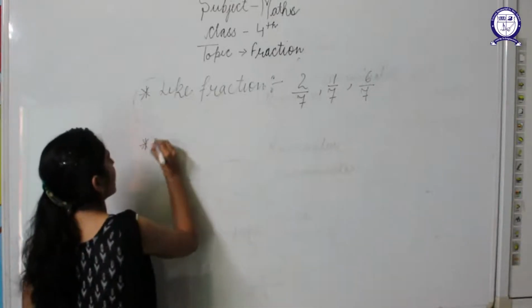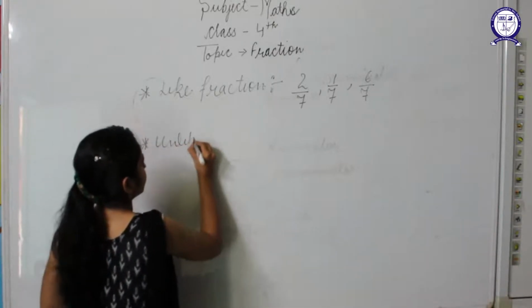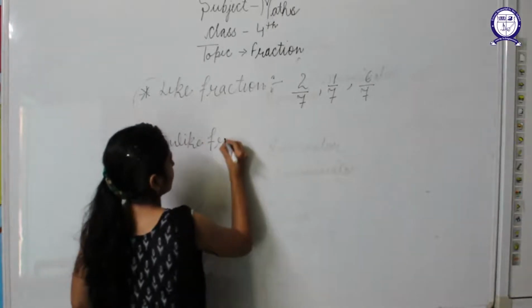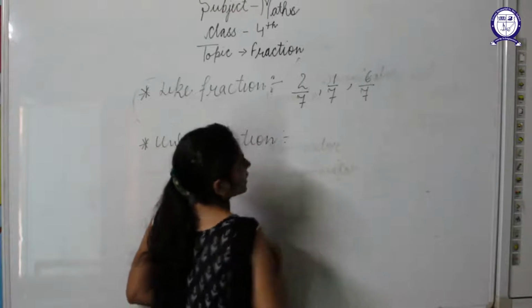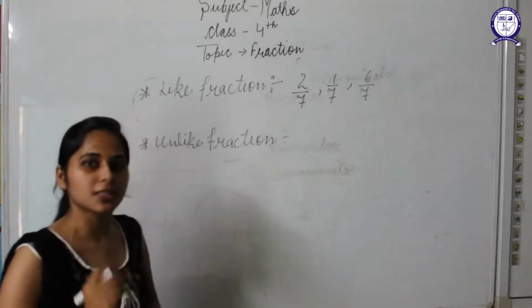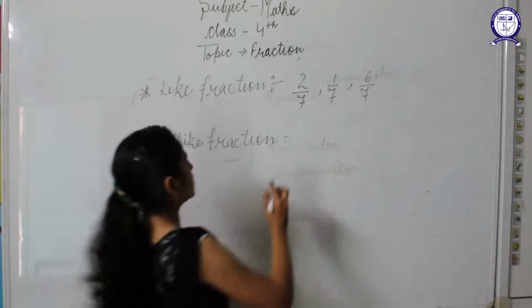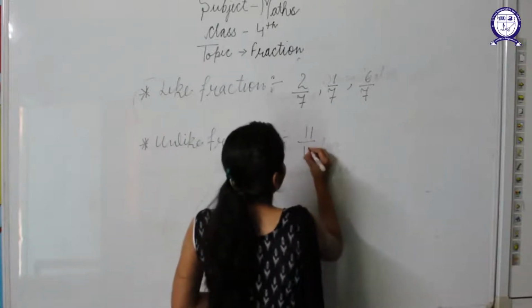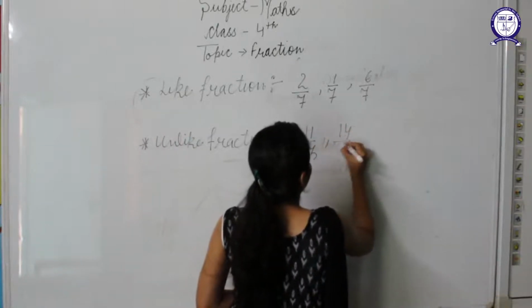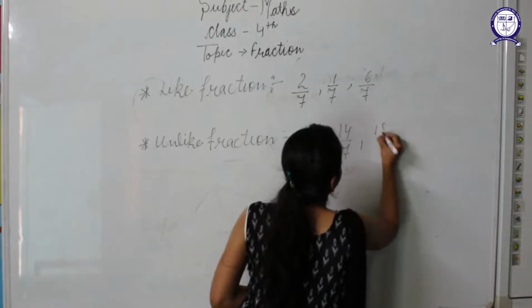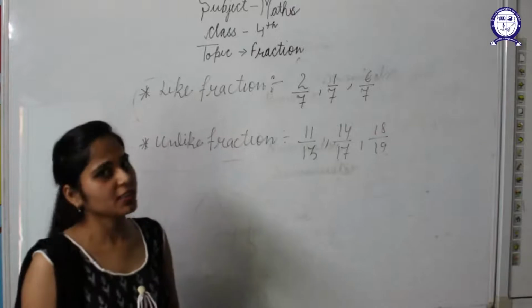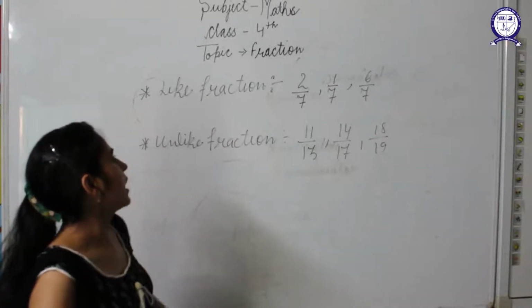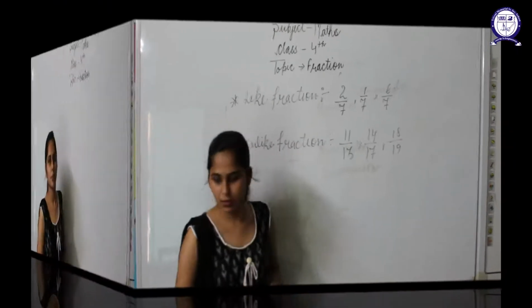Now next is unlike fraction. In unlike fraction, 2 or more fractions, students, in which denominator is different or not same. So 11/13, 14/17 and 18/9. In all these 3 cases, denominator is different. So this will be considered as unlike fraction, students.